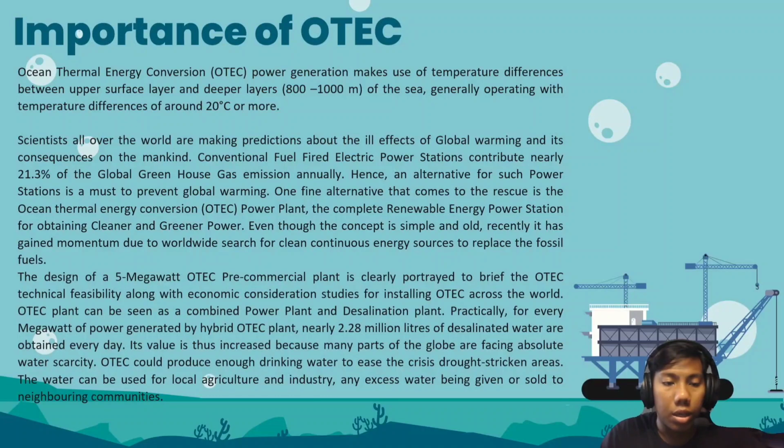They have been designing a 5 megawatt OTEC pre-commercially, and the plan is clearly to portray the OTEC technical feasibility along with economic consideration studies for installing OTEC across the world. With OTEC, for every megawatt of power generated by hybrid OTEC, nearly 2.28 million liters of desalinated water are produced, which is fresh water, also a side effect of OTEC.